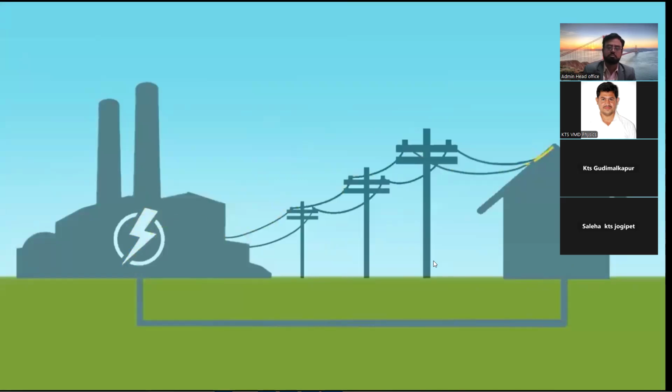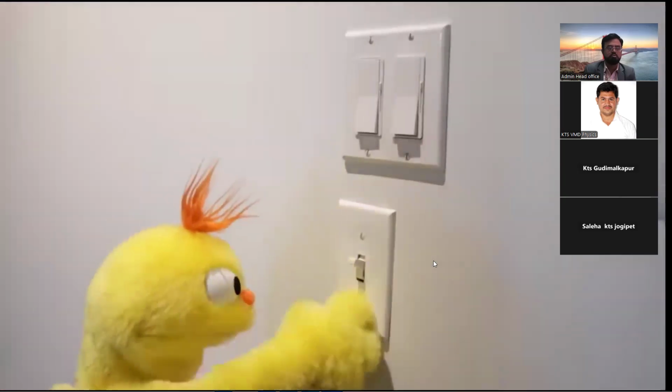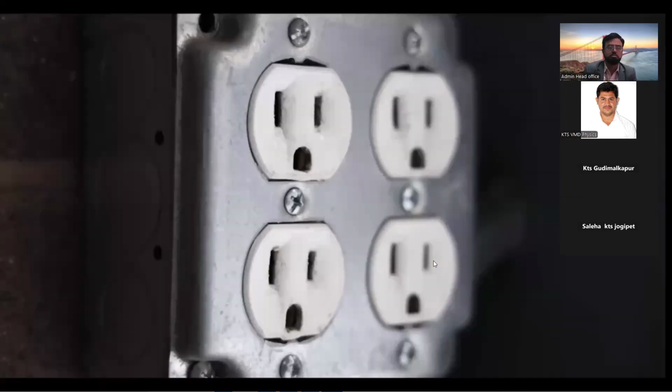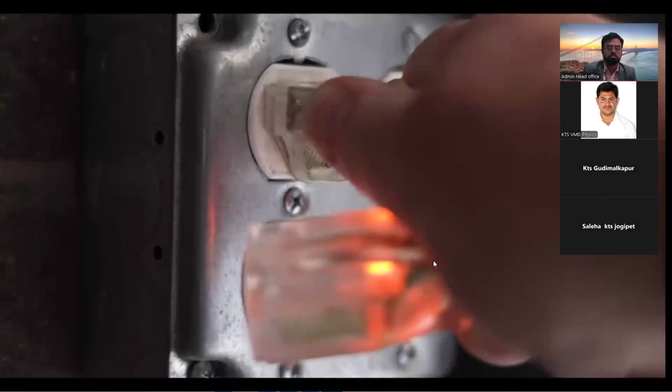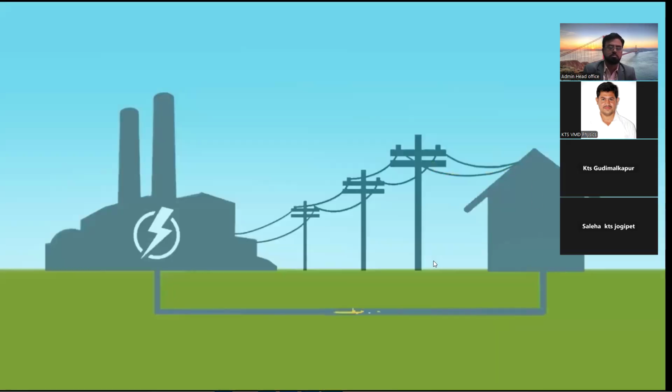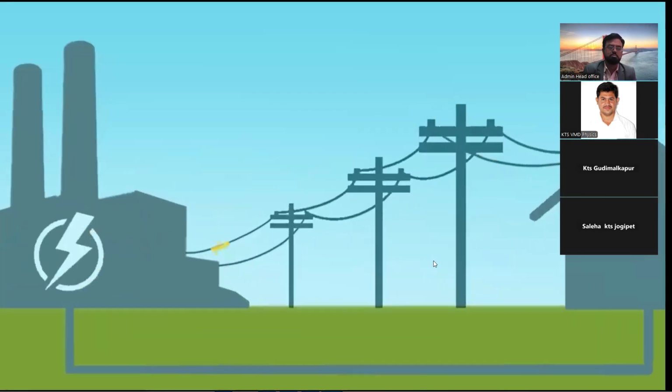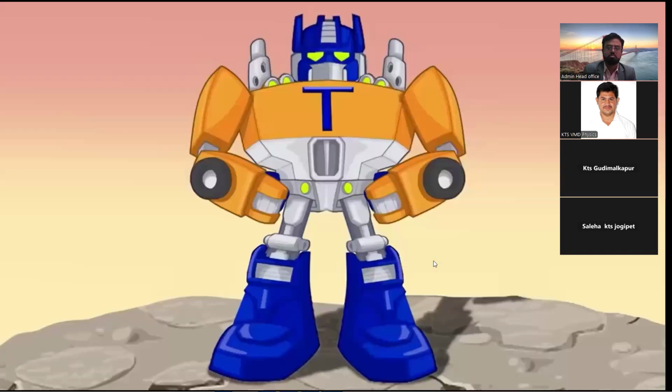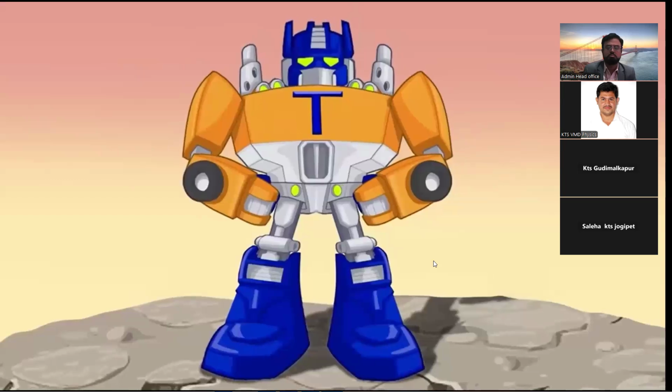The electrons travel in a big loop from a power plant to the wires that are hooked up to your house, and then back to the power plant again. When you turn on a light in your home or plug something into an electrical outlet, the power flows from the power plant. But before it enters your home, it passes through something called a transformer.